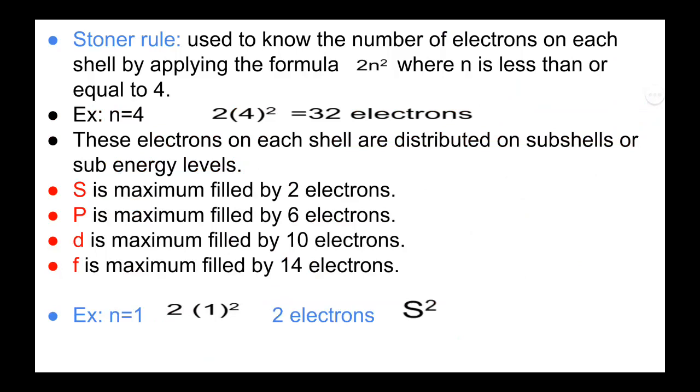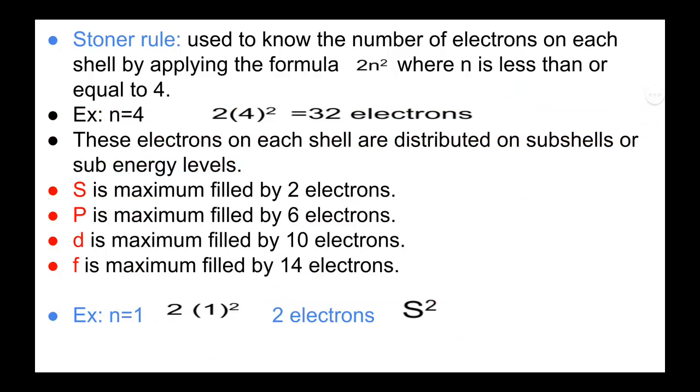Let's take an example. n equal to 4. n is the energy level, okay? n equal to 4, 2 into n squared. 4 squared is equal to 16, 4 times 4 equal to 16. Then you multiply the 16 by 2. The result is 32 electrons, okay?